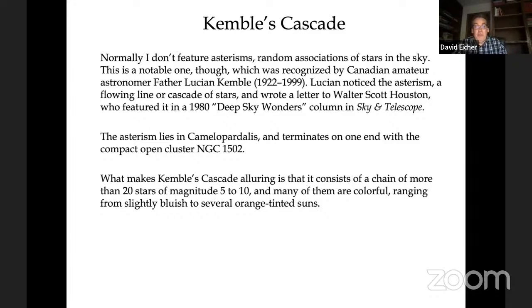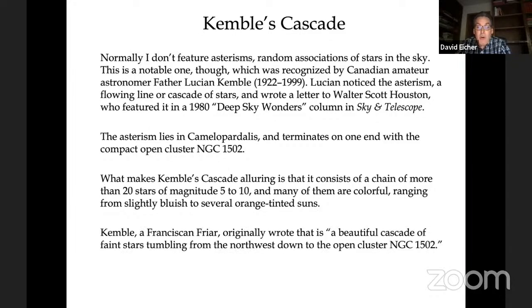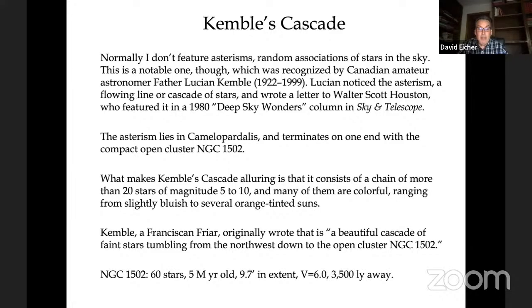There are about 20 stars in Kemble's Cascade, and they range from magnitude 5 to about 10. It's a really pretty field, and you can see why Father Kemble really liked this area. He was a binocular and small telescope observer, and there's some bluish stars in the area and some nice orange suns as well. He was a Franciscan friar, and he wrote Scotty Houston that this is a beautiful cascade of faint stars tumbling from the northwest down to the open cluster NGC 1502. And so Kemble's Cascade was born.